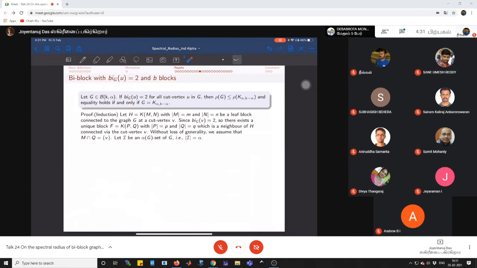That is for 2 blocks, and we will assume for B minus 1 that the result is true, and 2 for 3 blocks. Okay. So first these things are the usual thing. That is, we are taking H, a complete bipartite graph with partition M and N, to be a leaf block of the graph which is connected at the cut vertex V. Since the block index is 2, there exists a unique block A that is neighbor to the block.